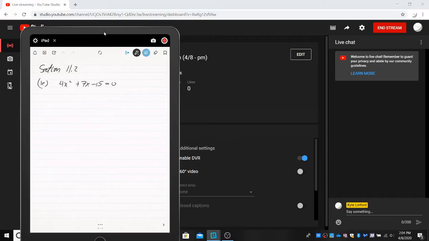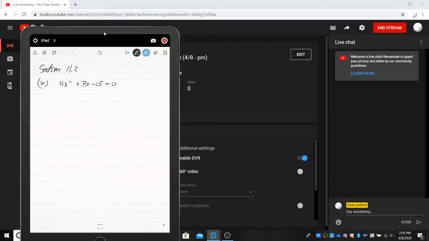All right, let's get started with yesterday's topic. That was section 11.2, and this is problem 1 from the exit ticket. Now, section 11.2 was, again, solving quadratic equations, but this time it was solving quadratic equations using the quadratic formula.